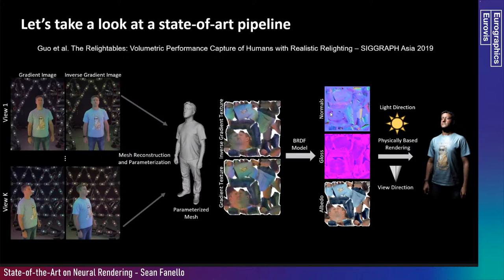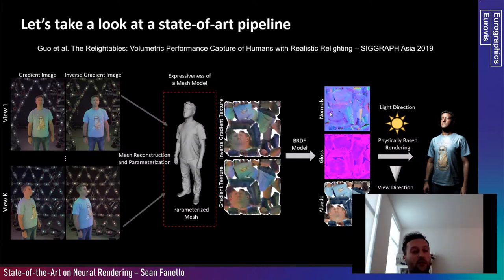Now, if we take a deep look at this pipeline, there are some issues. No matter how accurate your reconstruction will be, a mesh model is usually limited in its expressiveness. So even if it's pretty detailed, it's very hard to capture fine-grained details such as hair strands or transparent objects or translucent objects.